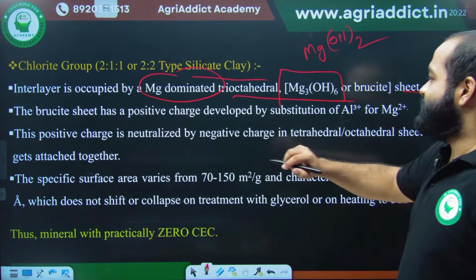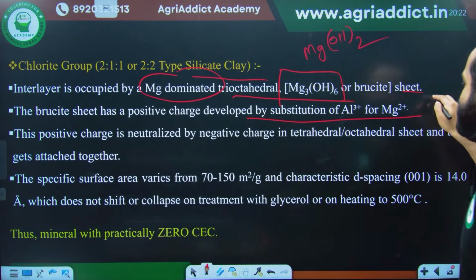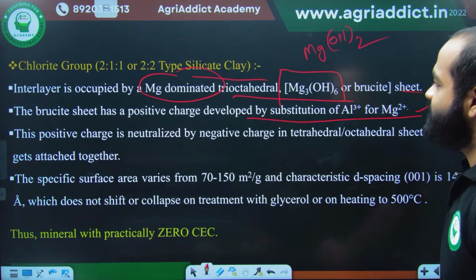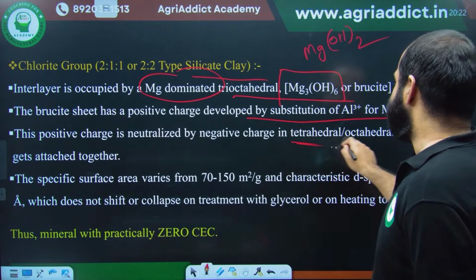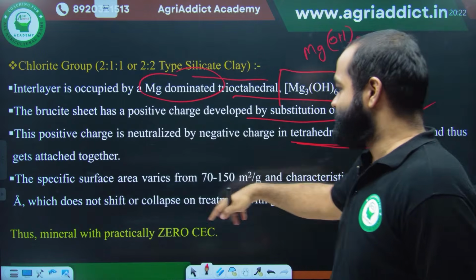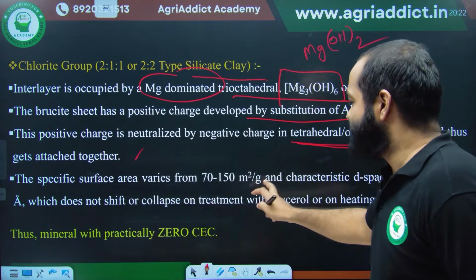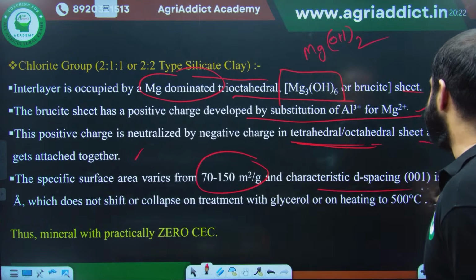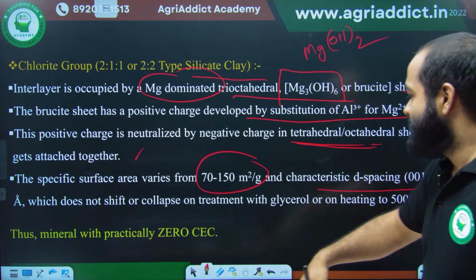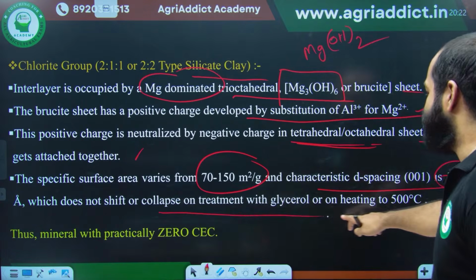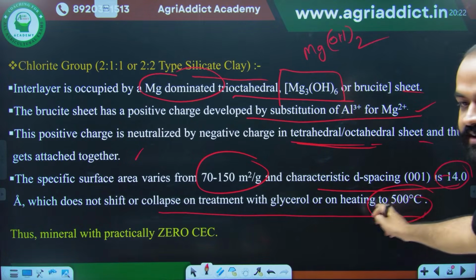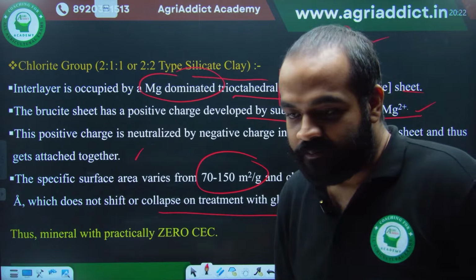This is the formula of brucite, we all know. The brucite sheet has a positive charge developed by substitution of Al3+ for Mg2+. The positive charge is neutralized by the negative charge in the tetrahedral and octahedral sheet, and thus they get attached together. Specific surface area varies from this to this, and the characteristic D-spacing is this much, which does not shift or collapse on treatment with glycerol or heating to 500 degrees Celsius, as I was telling.